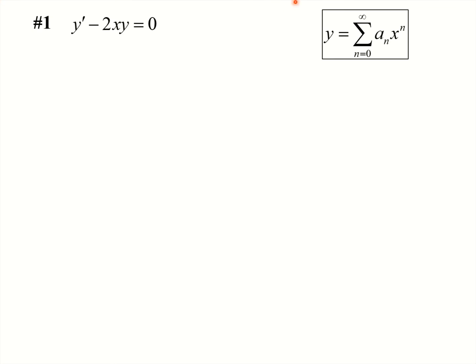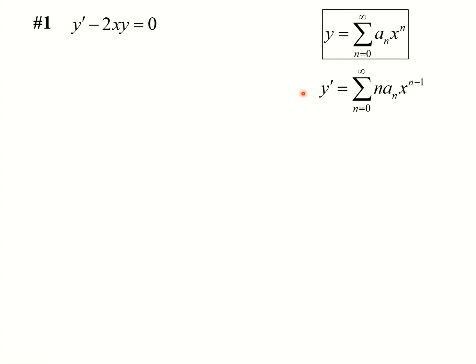Okay, I'm going to assume that this is a solution to the differential equation. What I want to do is plug that solution into the differential equation here. In order to do that, I have to take its derivative with respect to x, and so I'm going to use the power rule here. This is going to become a_n x^(n-1), and that n is going to jump out in front. So there's the derivative.